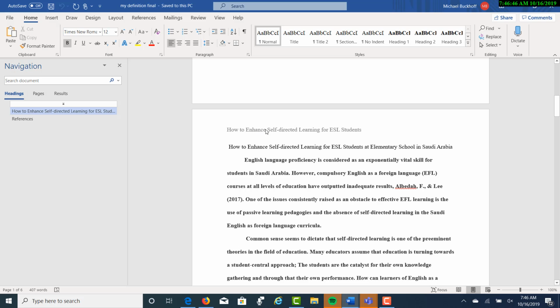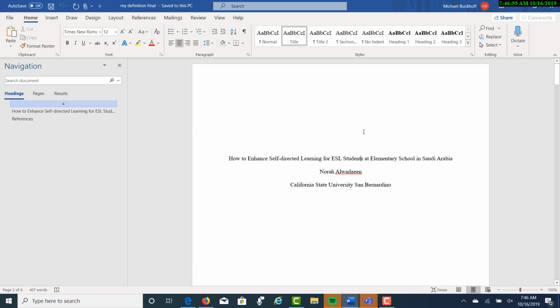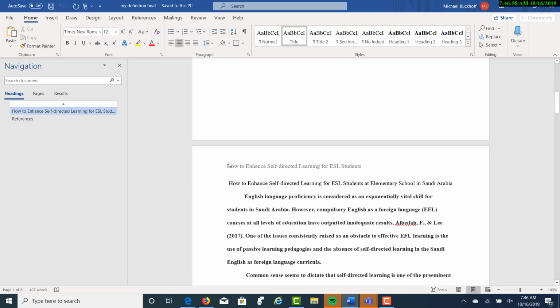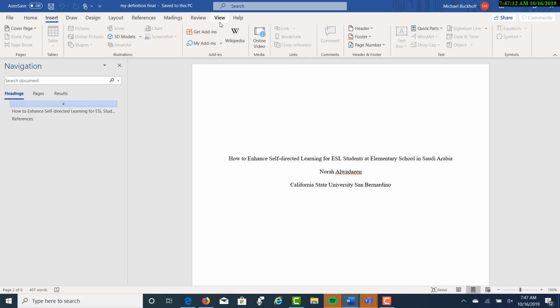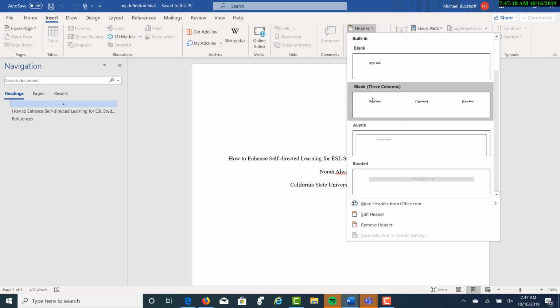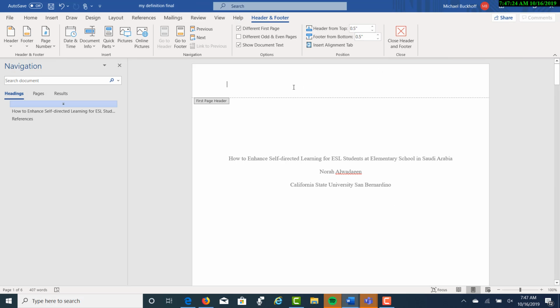Also, the running head here, how to enhance self-directed learning for ESL students. You also want to put a page number in here as well when you do that, right? Let me see if I can show you how to do this. So if we take the running head, right? We want to start even here. So we're going to insert header. Let's put a blank one here. Let's say, right? See if that does it.